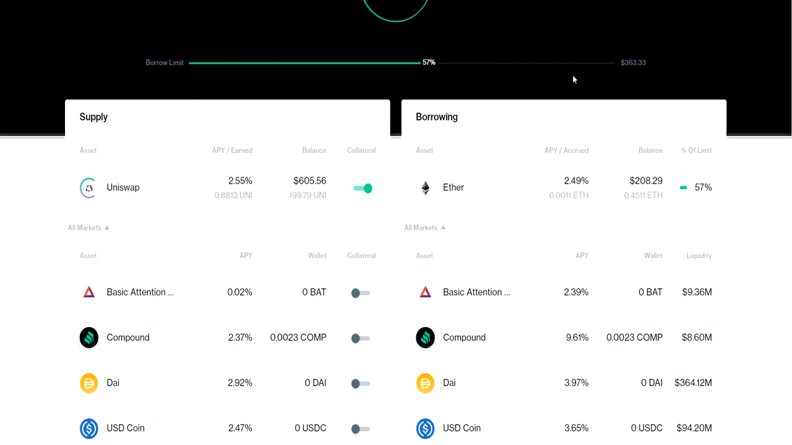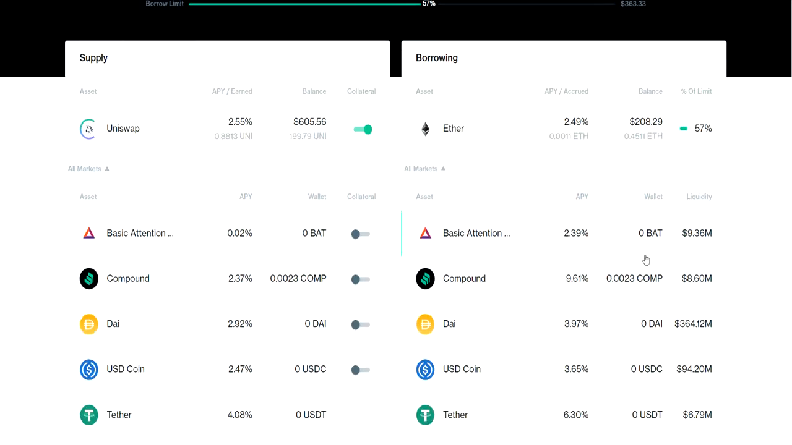But as the price of Uni goes down, this will move closer. As the price of ETH goes up, this will move closer towards the end where I don't want it to go. Once it goes here, people can start liquidating my debt and buying out my debt, which is something I don't want them doing.